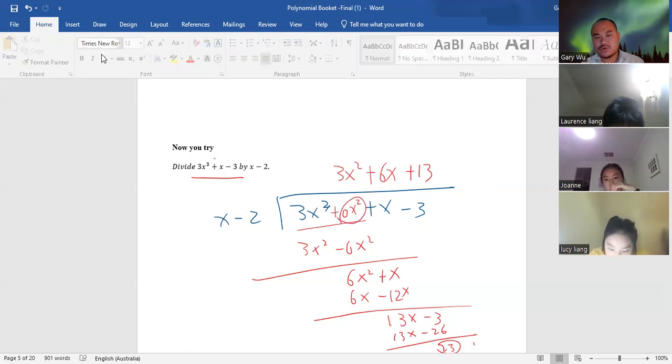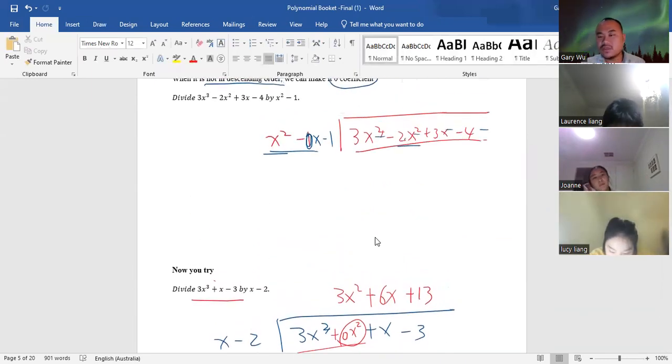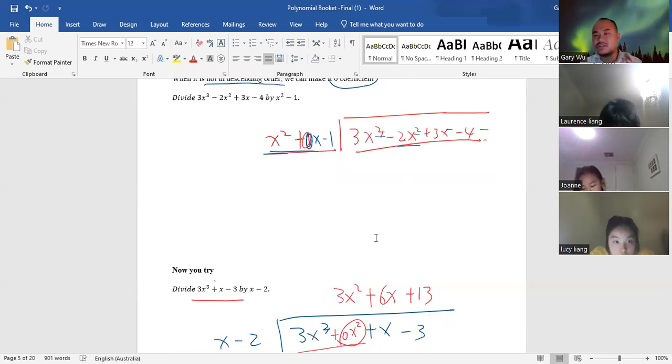So now let's get back to the previous question. So this is all in descending order, but this one is not. So we need to minus or plus, it's up to you. You plus 0 or you minus 0 is the same because it doesn't change anything. So let's plus 0x. Okay. So now we can do the long division.